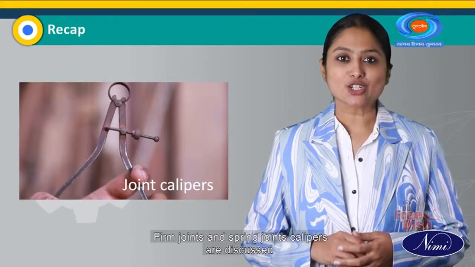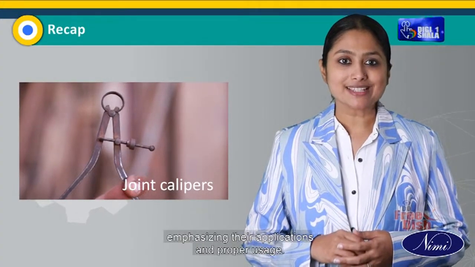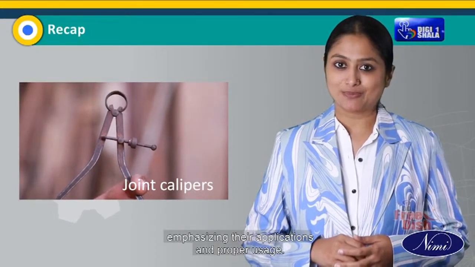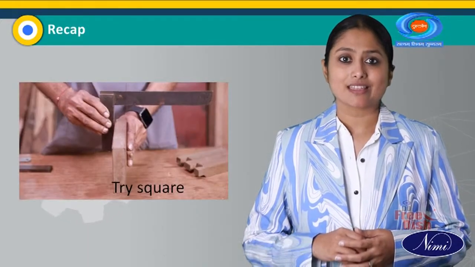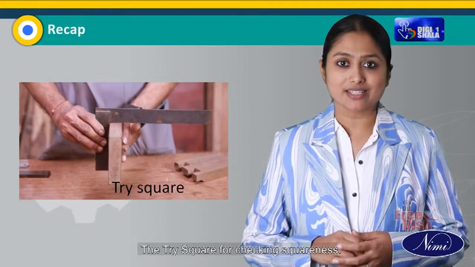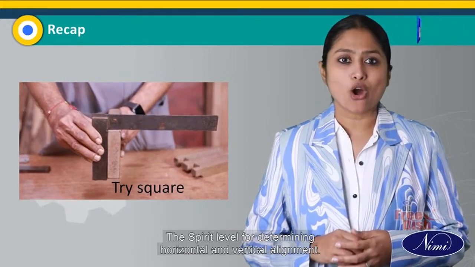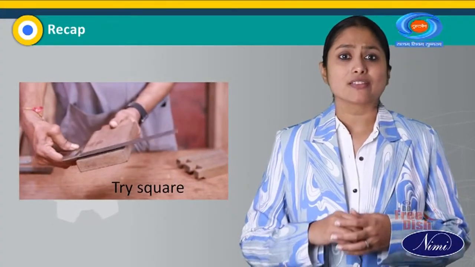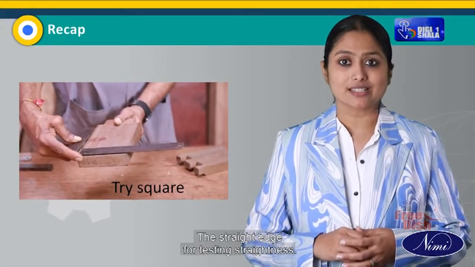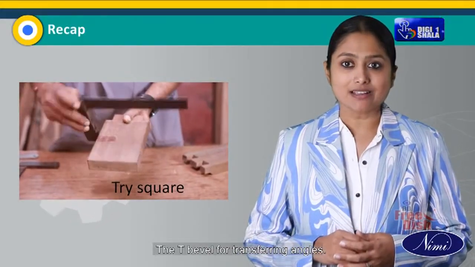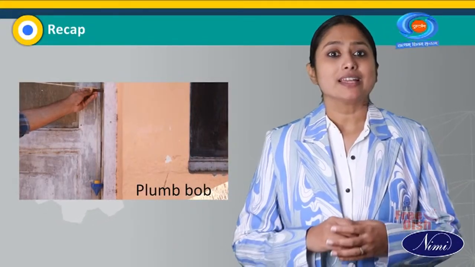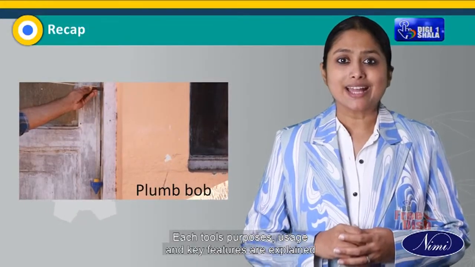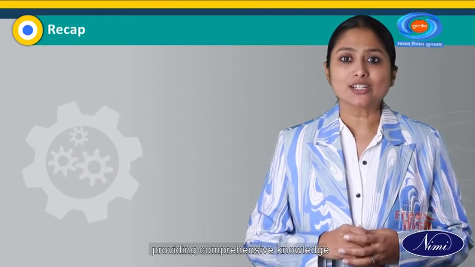Firm joint and spring joint calipers are discussed, emphasizing their applications and proper usage. The session covers the standard wire gauge for measuring sheet thickness, the tri-square for checking squareness, the spirit level for determining horizontal and vertical alignment, the straight edge for testing straightness, the T-bevel for transferring angles, and the plumb bob for accurate vertical measurements. Each tool's purpose, usage, and key features are explained, providing comprehensive knowledge for effective tool identification and application.